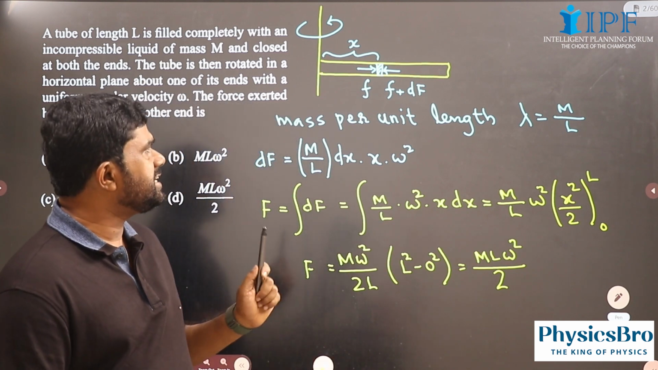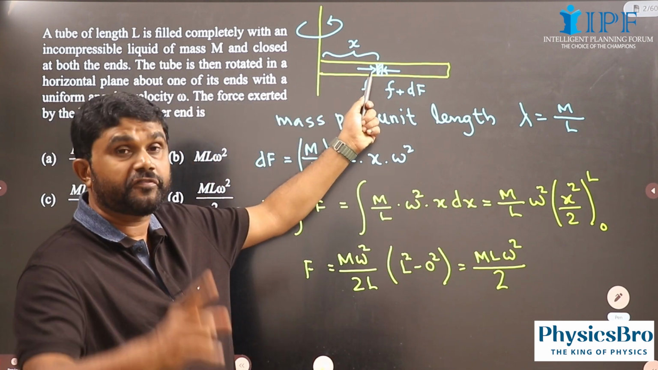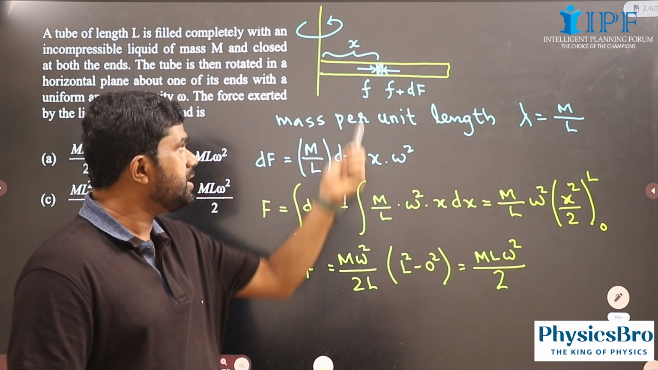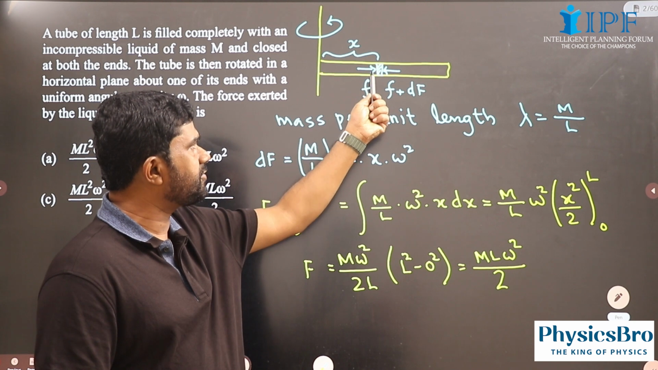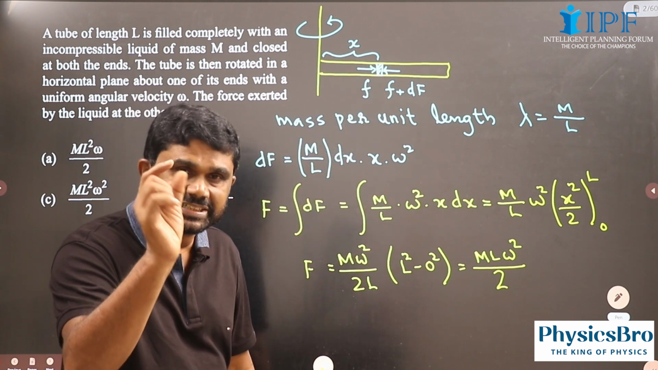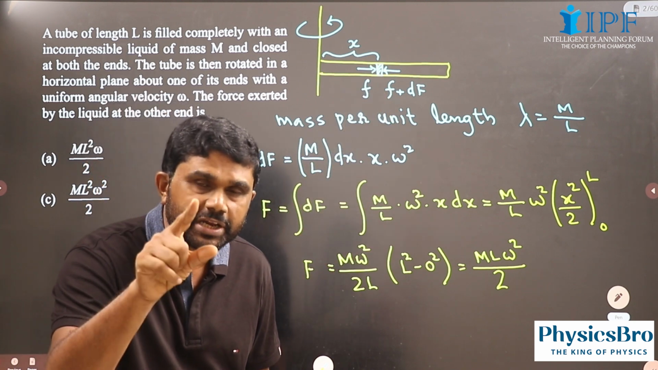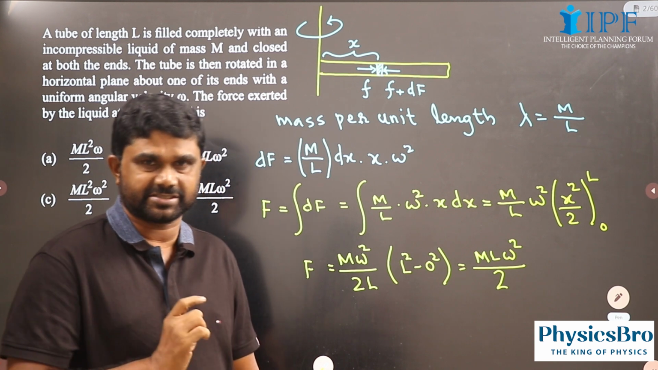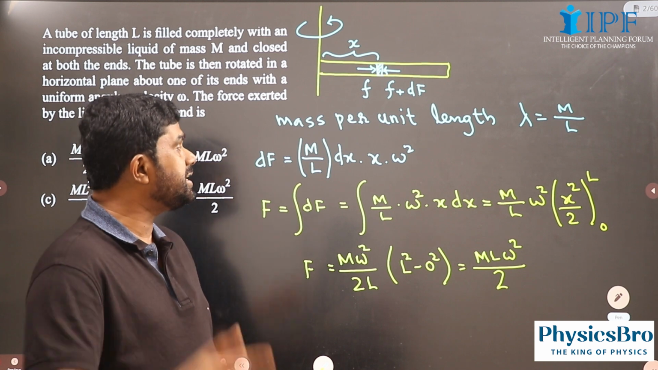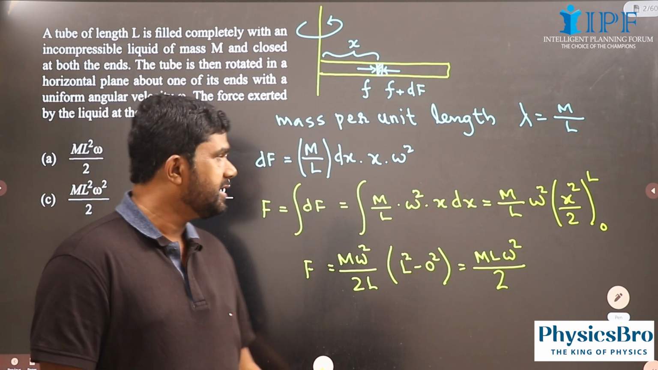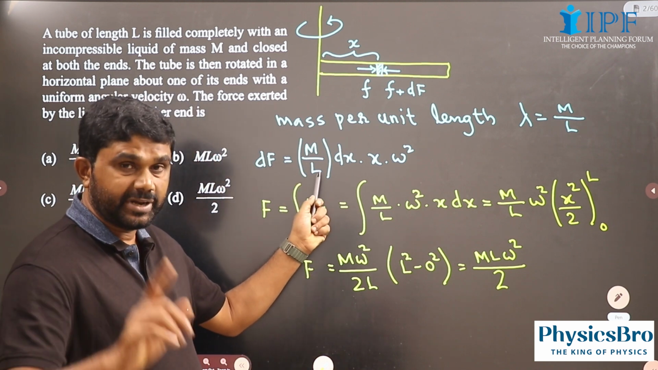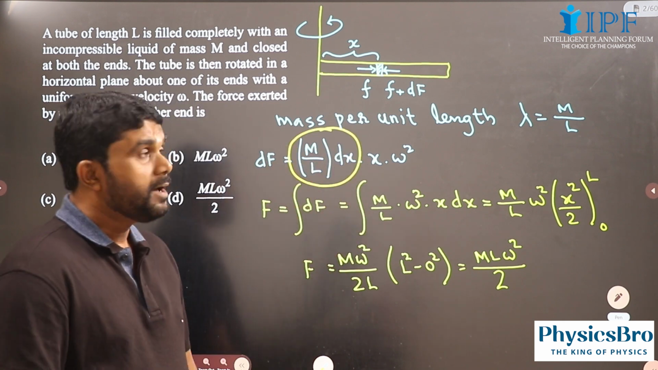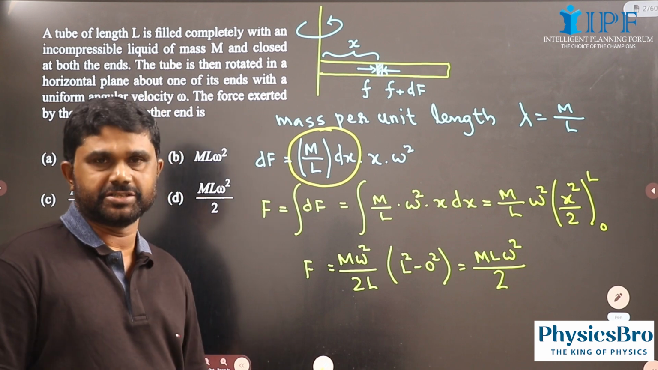Now consider a small element of length dx at a distance x from the axis. Mass per unit length is lambda, so the mass of an element whose length is dx will be lambda dx. And lambda is M by L, so lambda dx is M by L into dx. So this much is the mass of this small element.